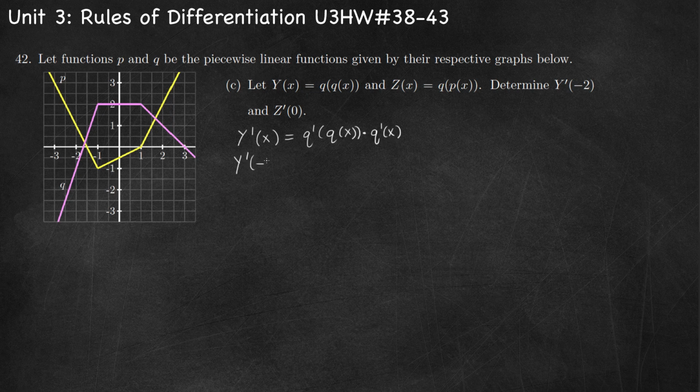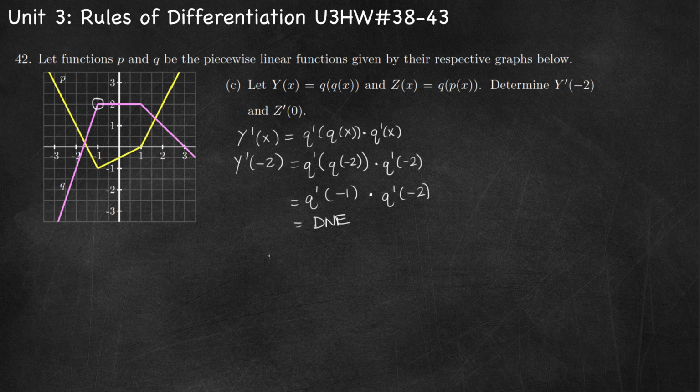And then y prime of negative 2 will be q prime of q of negative 2 times q prime of negative 2. Q of negative 2, we'll read from the graph. So q of negative 2, we look at the graph of q. When x is negative 2, we're at this point right here, so it's negative 1. So we need q prime of negative 1 times q prime of negative 2. So now we look at the slopes. The slope of q when x is negative 1, well, q prime of negative 1 does not exist. So this whole thing now does not exist.